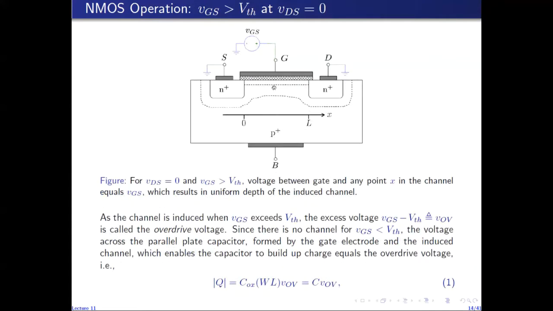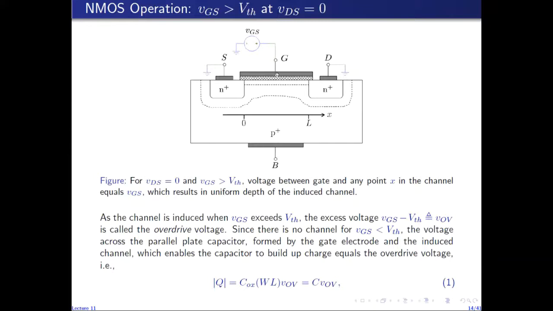And because the channel is induced when the voltage at the gate with respect to the source exceeds the threshold voltage of the device, the excess voltage, which is equal to VGS minus V threshold, is called the overdrive voltage, denoted by V subscript OV. And this overdrive voltage, as we will see later on, is an important parameter of the device.